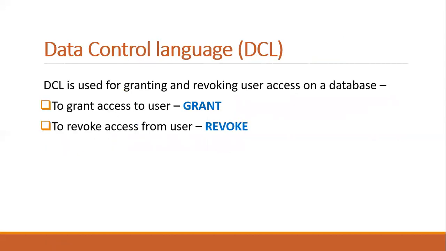Next one is data control language. The data control language is used to give permission to access the data, and also we can revert back the information. To grant or revoke the permission from the user, we have two operations: grant or revoke. Grant is used to grant the access to the user.